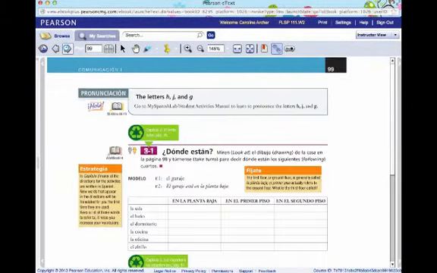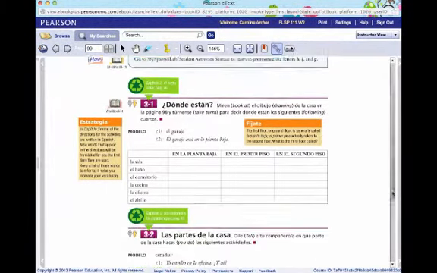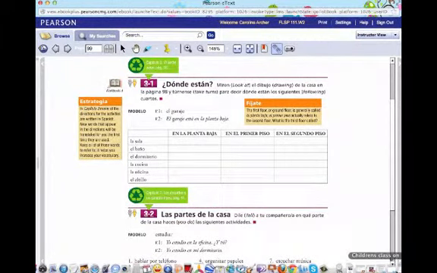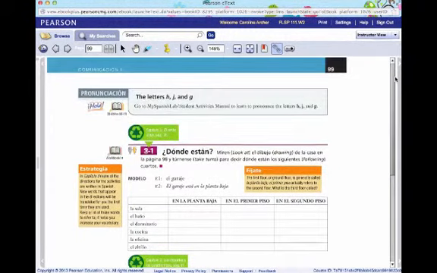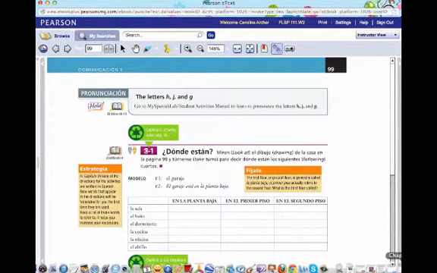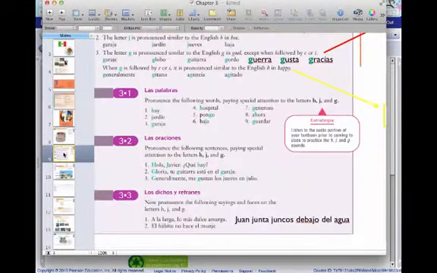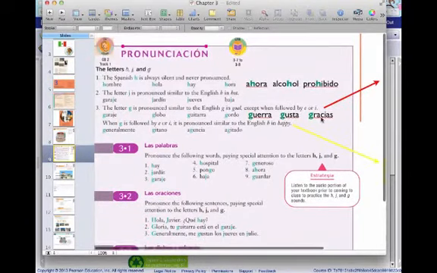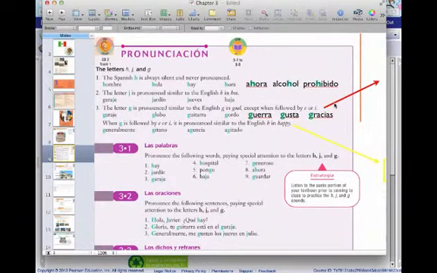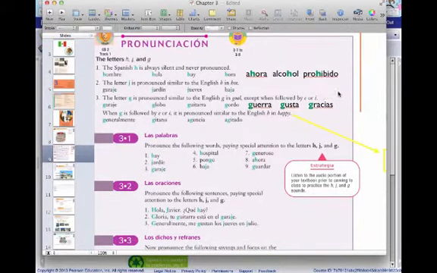Vamos a la página 99, and you're going to be doing some activities with the vocabulary, okay? And you have an explanation in my Spanish lab about the pronunciation of H, J, y G, okay? So I think, if I'm not mistaken, I can find it, it's right here. You have an explanation here that talks about the pronunciation of these letters.